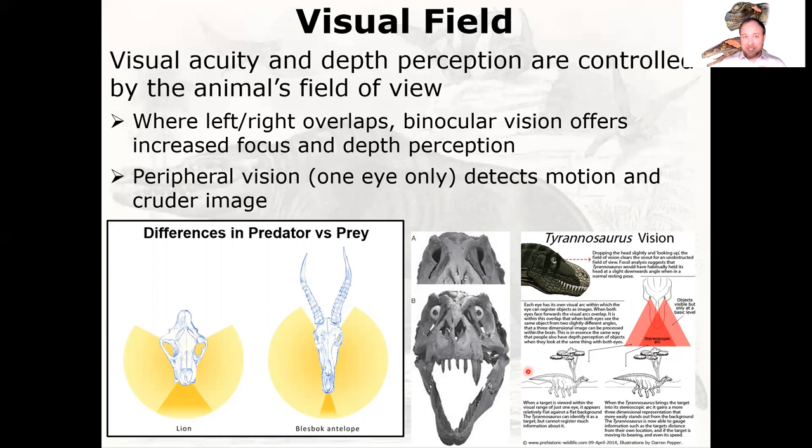That Jurassic Park scene where they're like, oh, hold still, he won't be able to see you. That's probably not true based on this. Tyrannosaurus probably had really good vision, very good vision.